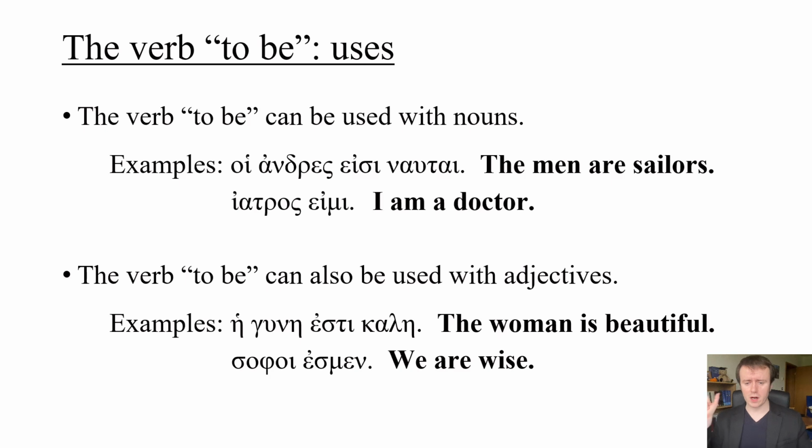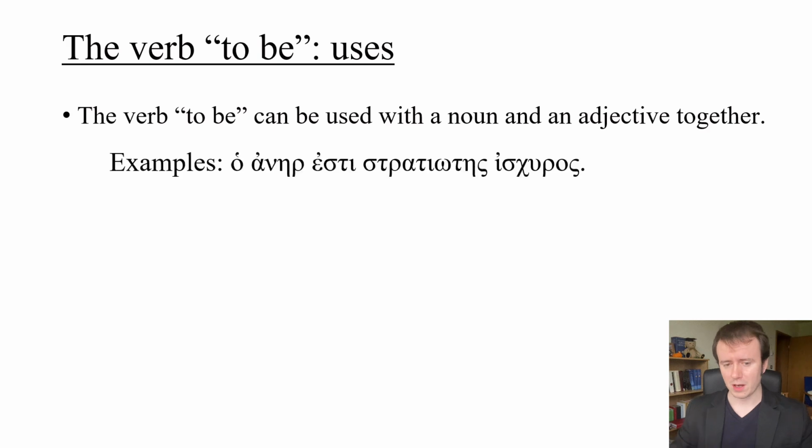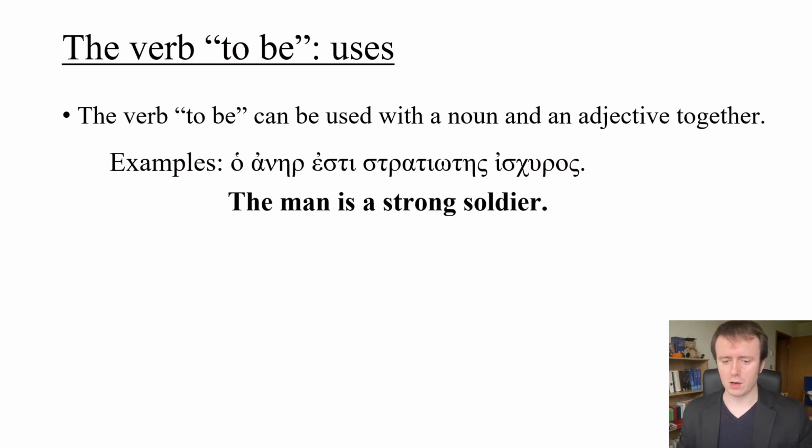Anyway, so far we've learned that the verb to be can be used with nouns. It can also be used with adjectives. Thirdly, the verb to be can be used with a noun and an adjective together. For example, you might see the sentence "Ho aner esti stratiotes iskyros," meaning the man is a strong soldier. So there, the complement is an adjective with a noun. So the complement can be both a noun and an adjective working together as one unit. So this would mean the man is a strong soldier.